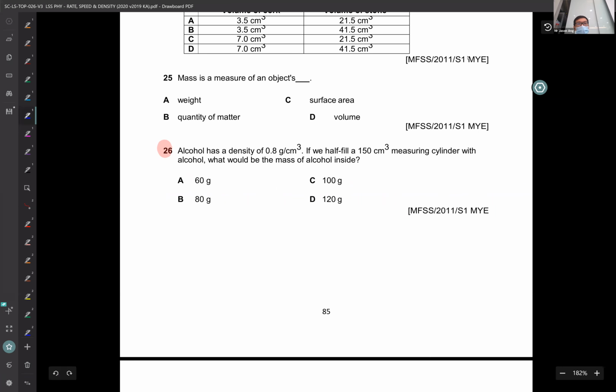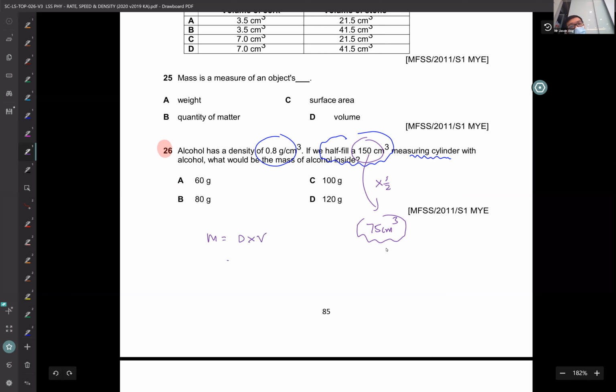Okay, let's look at these questions that you have asked me. Alcohol density is given to you. They say you're going to fill it halfway, a cylinder that can measure 150. So you need to know that we are only going to fill it half filled. That means the total volume you should think of now is only 75 cm cubed, not 150, but half of it. Okay. So when they ask for the mass, you take the density, 0.8, multiplied by the volume. This is how you get the answer.